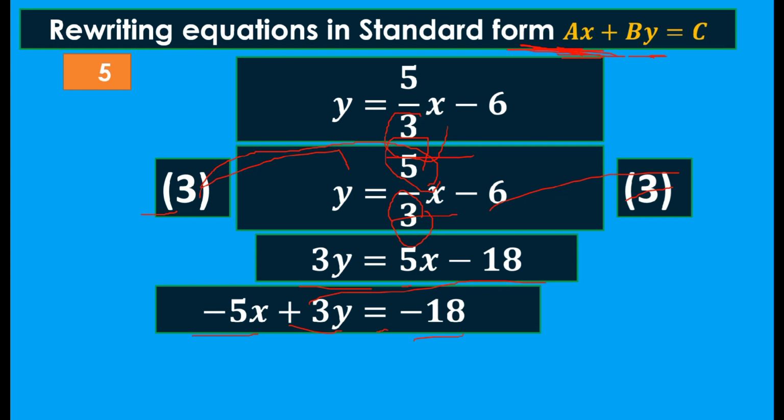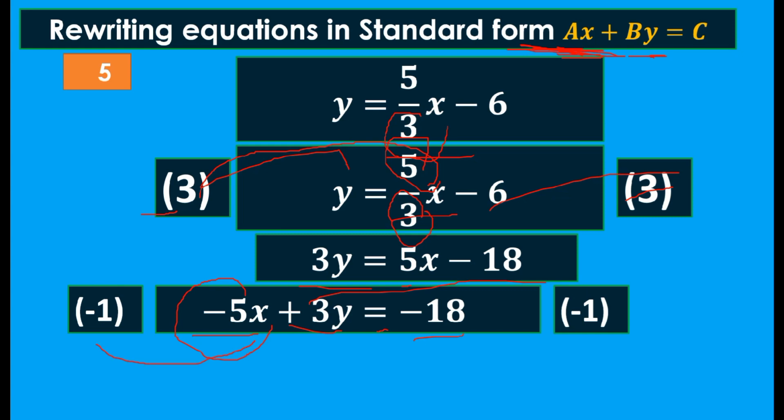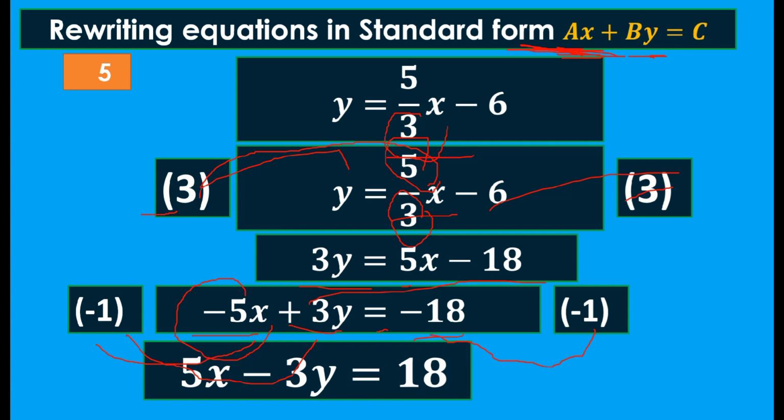So, what would happen now? Since your negative 5x is negative, therefore, we need to remove the negative. And again, we multiply both sides of the equation by negative 1. Okay, so it would become like this. Negative 1 times negative 5x, then negative 1 times 3y, then negative 1 times negative 18, it would become now 5x minus 3y equals 18. Bakit naging minus 3y? Kasi negative 1 times positive 3y is negative.